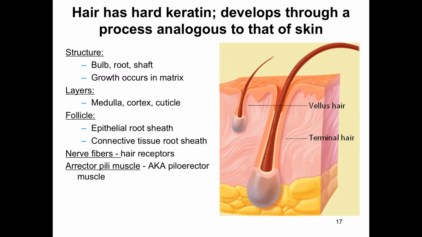So lanugo is the fine, non-pigmented hair from the fetus. That's what babies have all over them, that soft hair, which they lose. Then the vellus hairs are the short, fine hairs that you have all over your body before puberty. And then the terminal ones are those coarse, pigmented hairs that you get on your body once you're mature, all right? So they're just slightly different types of hair. And here you can see vellus hair and terminal hair.